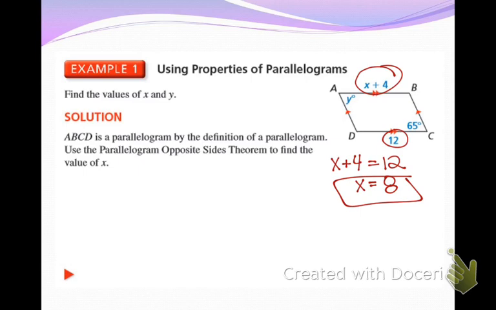We'll get there in a minute. All right, so then letter Y, is Y a side, an angle, or a diagonal? An angle. It's an angle. All right, and the only other angle we were given is 65, which is across from it, or opposite of it. What do we know about opposite angles? They're congruent. So what does Y equal? 65 degrees. So is your answer. This one, there's no work to show because there's literally none.